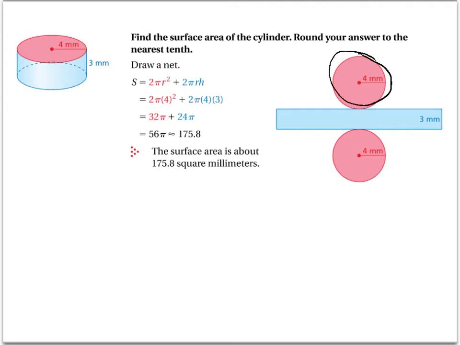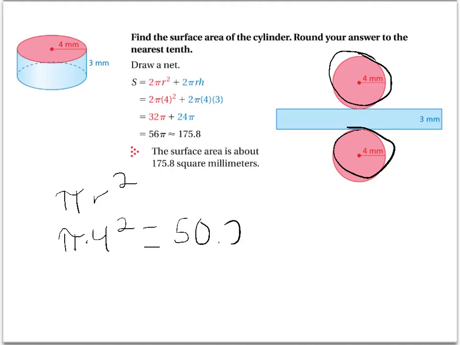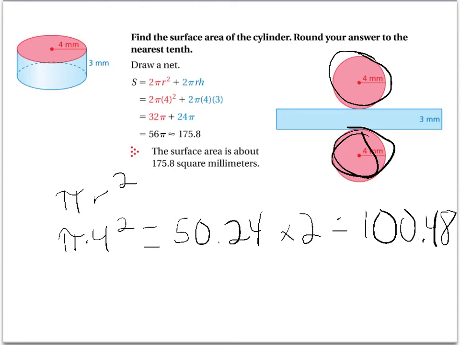Let's first try to find the area of the circles. Remember, area of a circle is pi r squared. Our radius is 4, so we're going to say pi times 4 squared, and that equals 50.24, but we have to do 2 of them because there are 2 circles, so I'm going to multiply that by 2, and I'm going to get 100.48. So that's the area of these 2 circles.